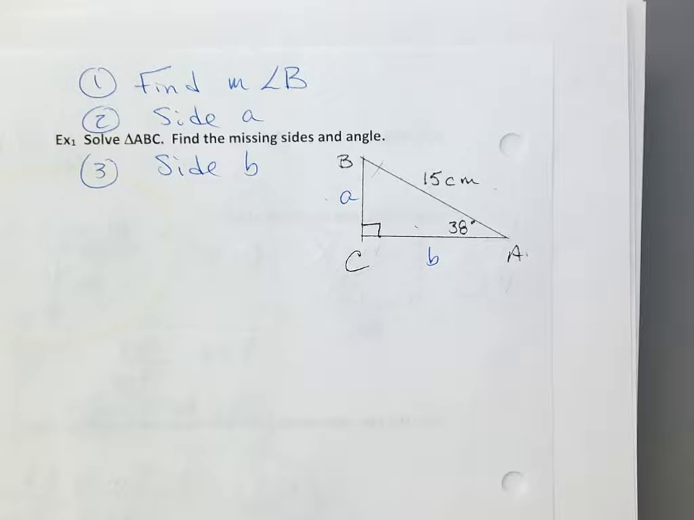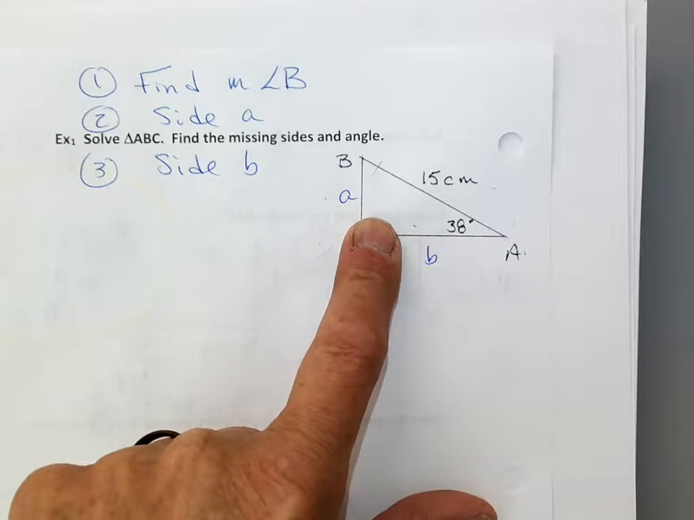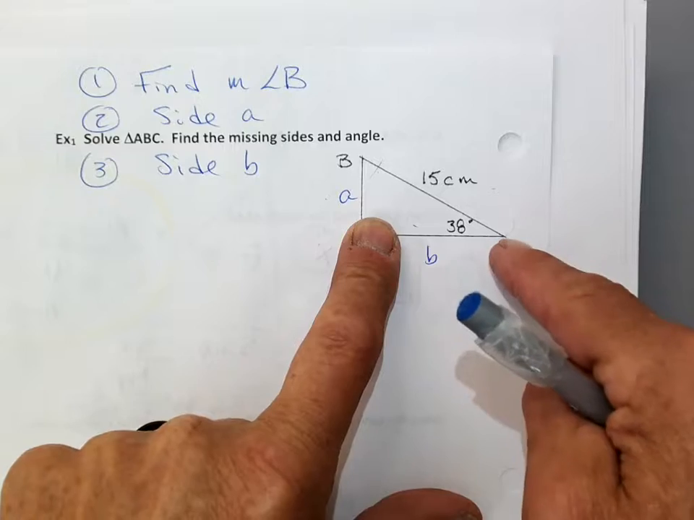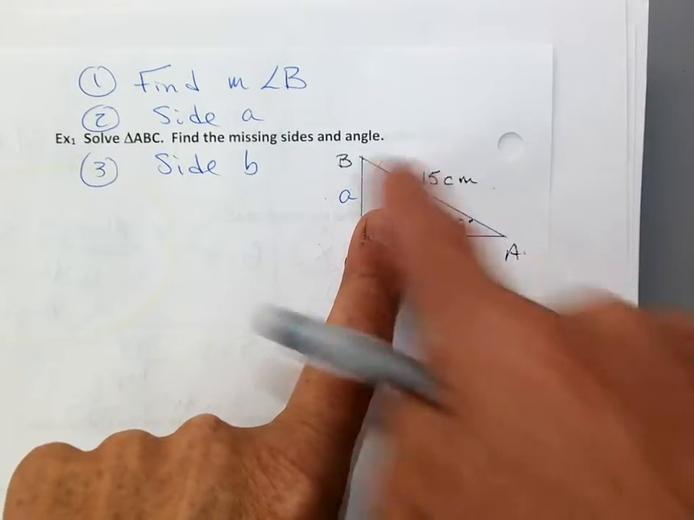Am I going too fast? 180 degrees in a triangle, right? So if 90's already been used, then like you said, Aiden, these two have to add up to 90. Does that make sense? So let's shortcut it. Instead of using the 90, let's just go these two add up to 90, right?